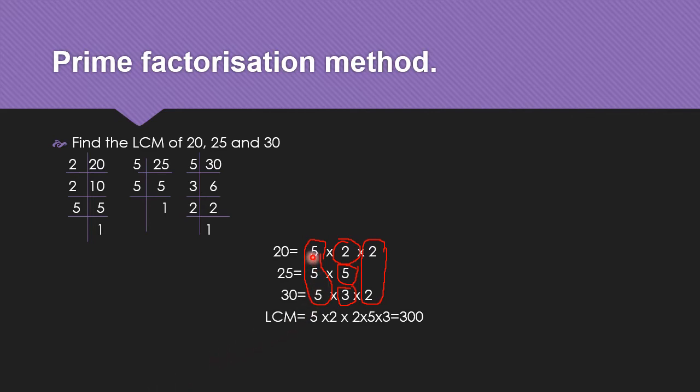Now from these three numbers, write only 1, 5. From these two numbers, write only 1, 2 and write all the other single numbers. Now the product of all these numbers will give the LCM. Here the LCM is 300.